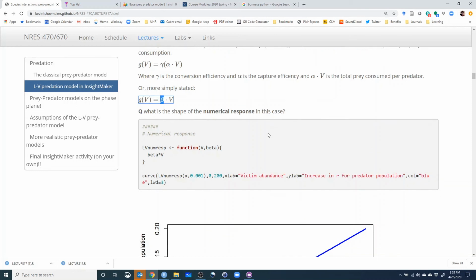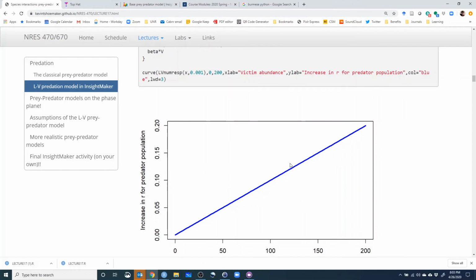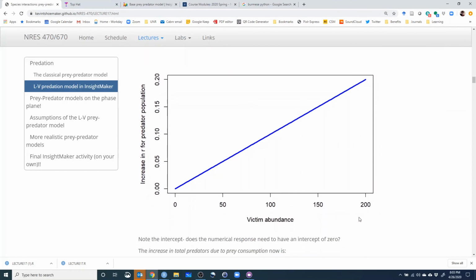All right. So what's the shape of the numerical response? Well, it looks exactly the same shape as the functional response. The more victims, and again, it's just a function of the victim abundance here. It's not a function of the predator abundance as well. There's no interference. The predators are not interfering with each other. So it's just a matter of victim abundance. The more victims consumed, the more the predator population can grow now.